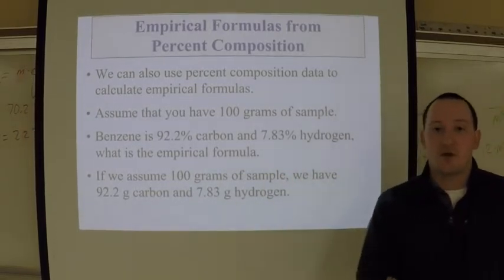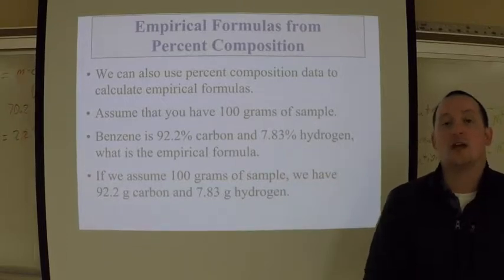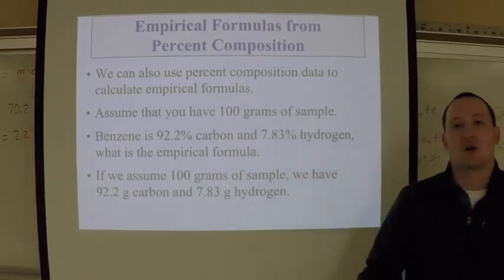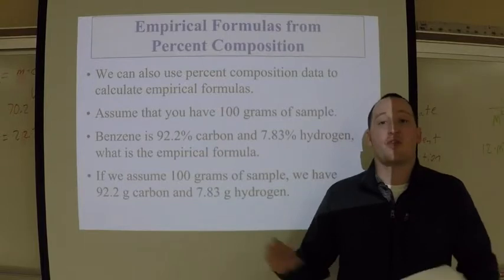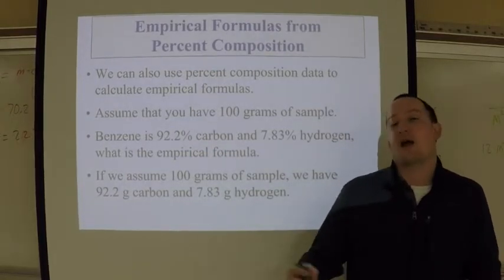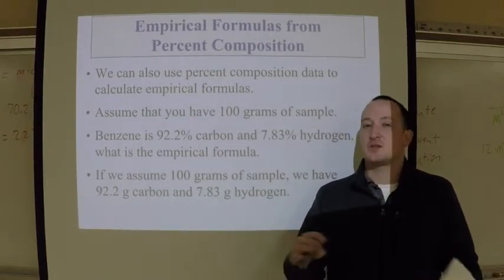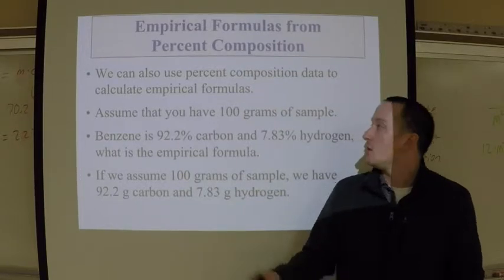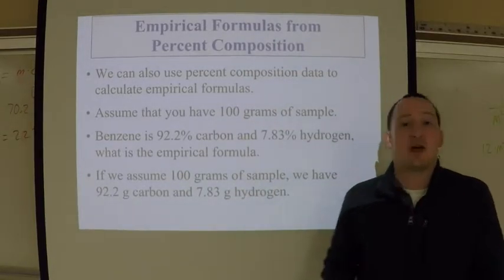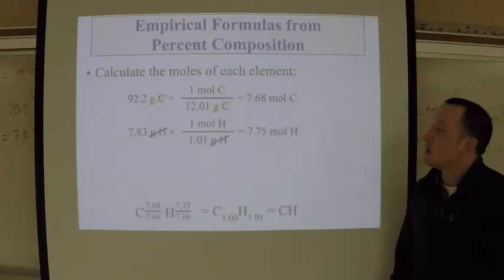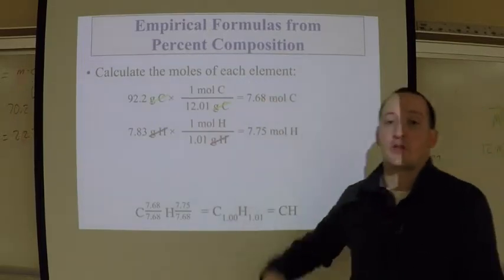So by assuming we have 100 grams, it allows us to get our masses very easily. We could assume that we have 1,000 grams, but it would make our math a little bit more complicated. So really it doesn't matter how much you assume you have, but just assuming 100 grams makes the math easier. So now what we're going to do is we're going to calculate moles of each element.